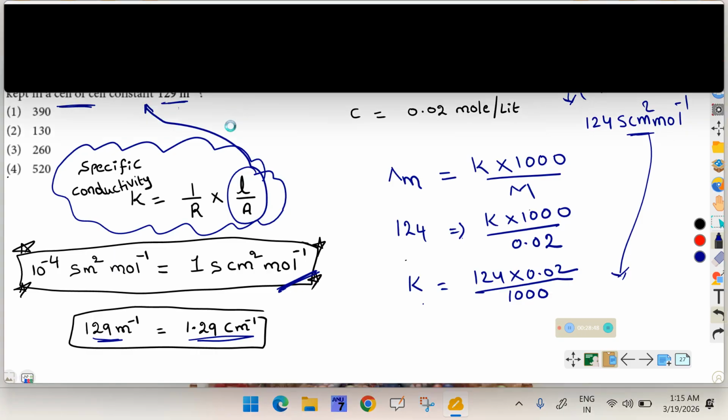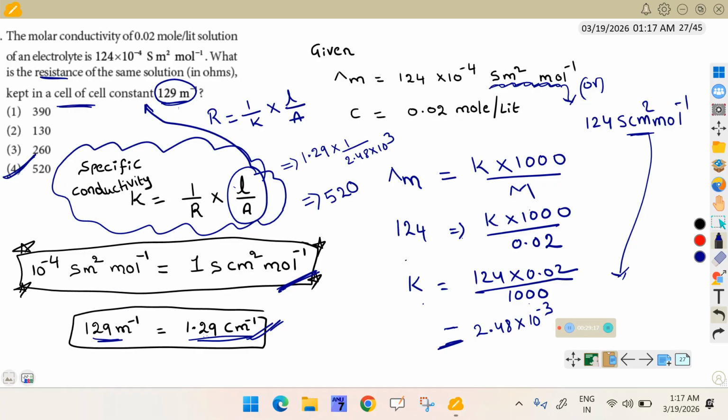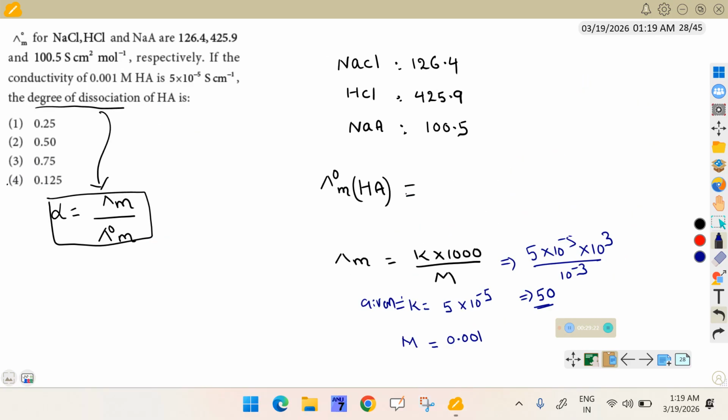Then R equals 1 by K into L by A. The K value you can simplify here, you will get one value. For the L by A value, 1.29, don't substitute 129, substitute 1.29, then you will get 520 as the answer. Check it, got 520. See the next question.